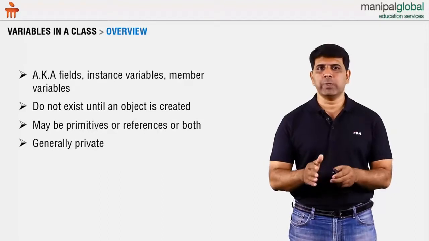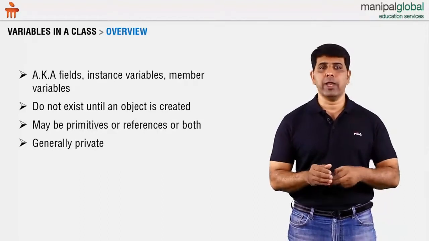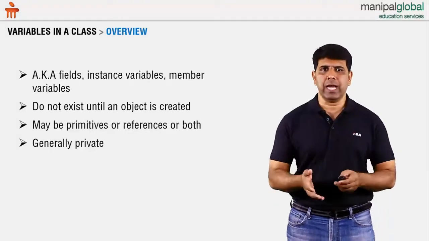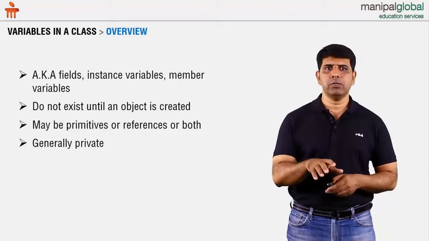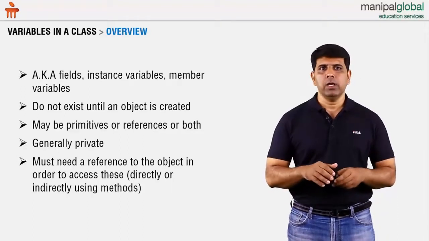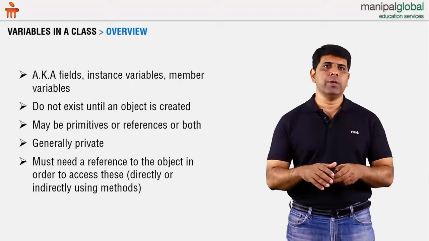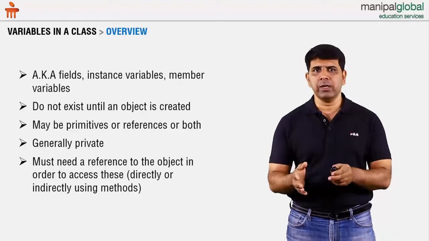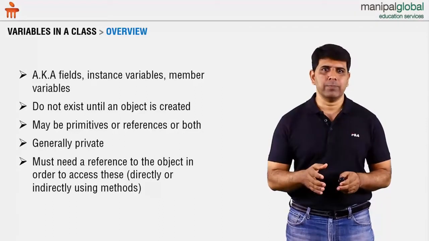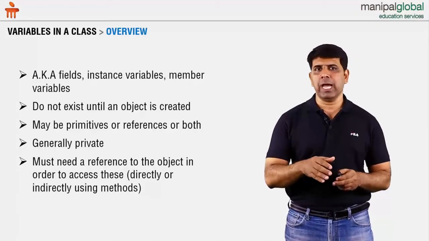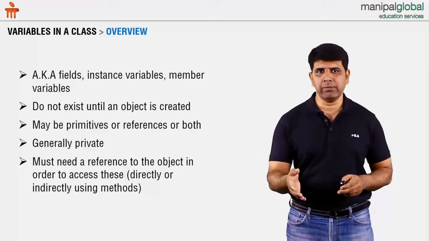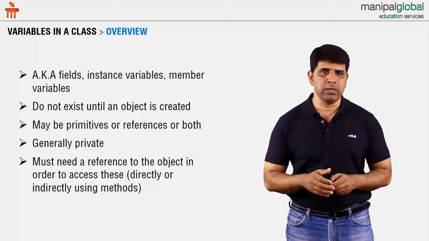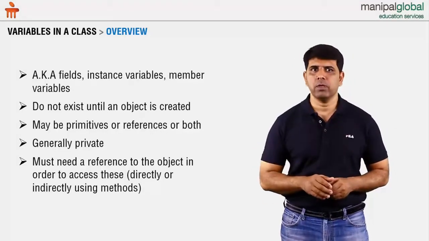They are generally made private but not necessarily. There are some variables that you intentionally want to make public so everybody can access them from wherever they want. But generally they are made private. Whether you have a private variable or a public variable, if you want to use it somewhere, you need a reference to that object. Once you have a reference, you can access them directly if they are not private, but if they are private, you call a method through which you access that variable. But you need a reference for that.